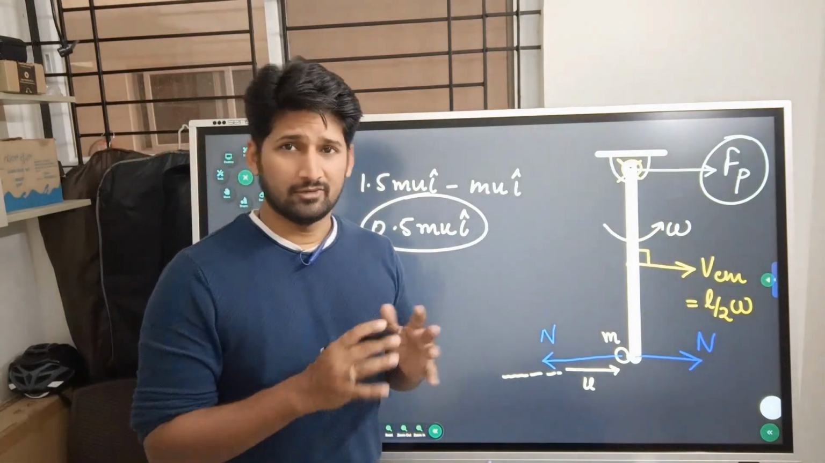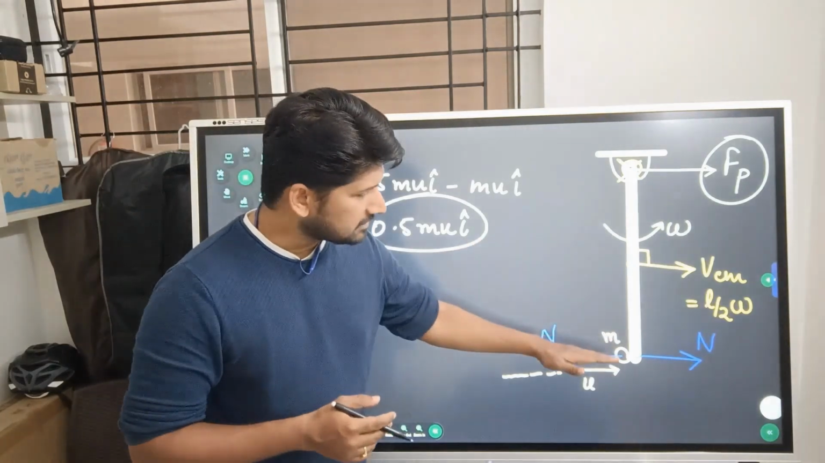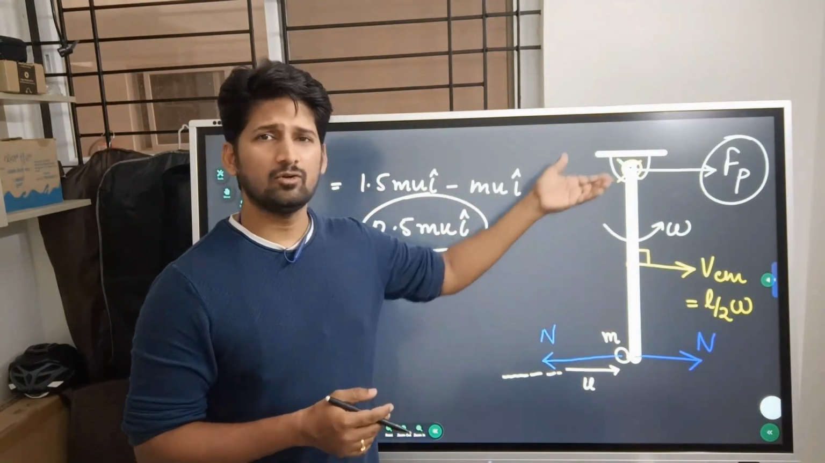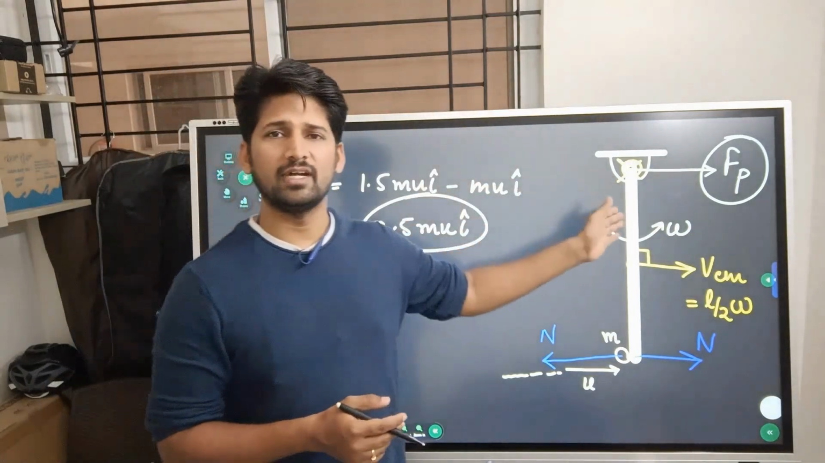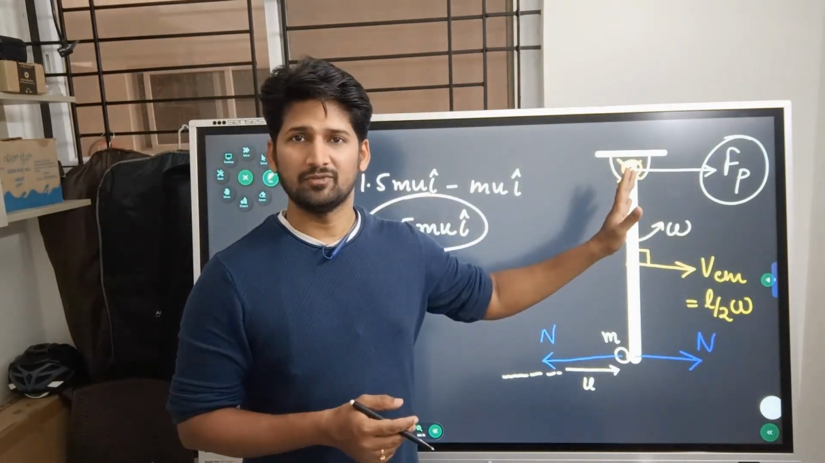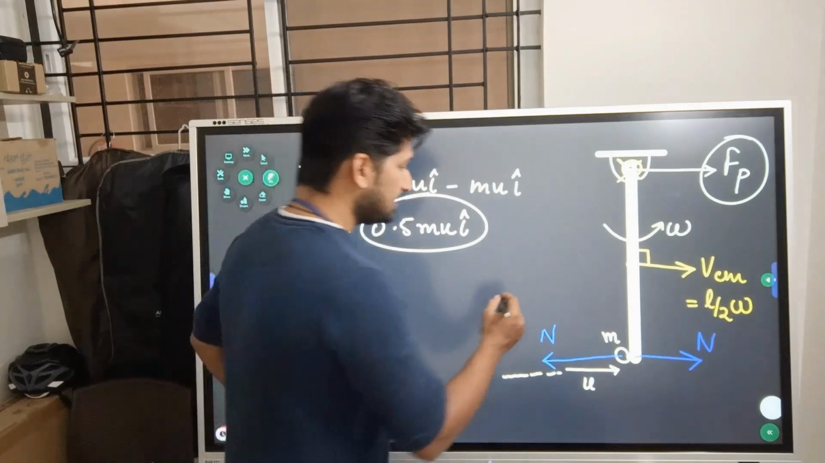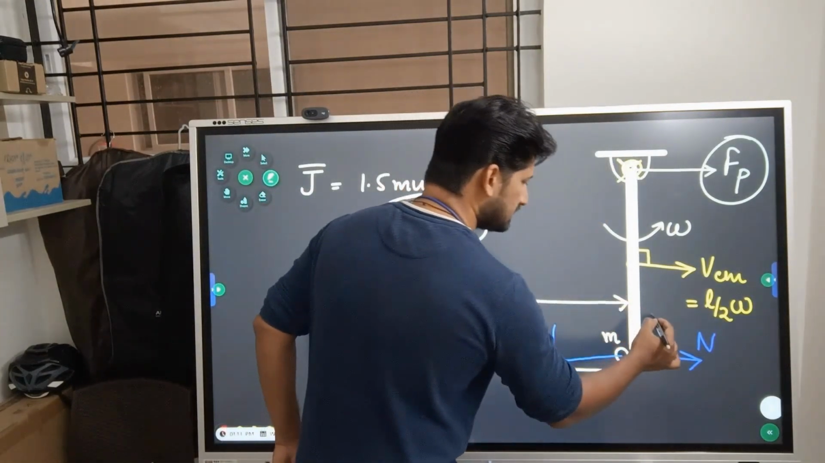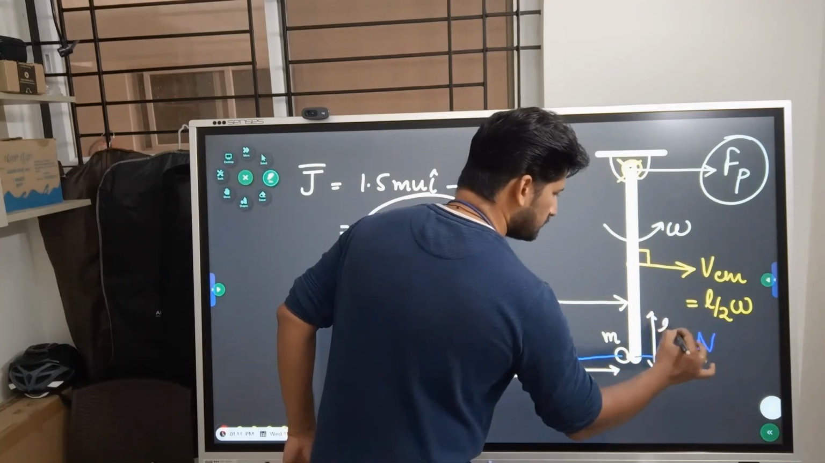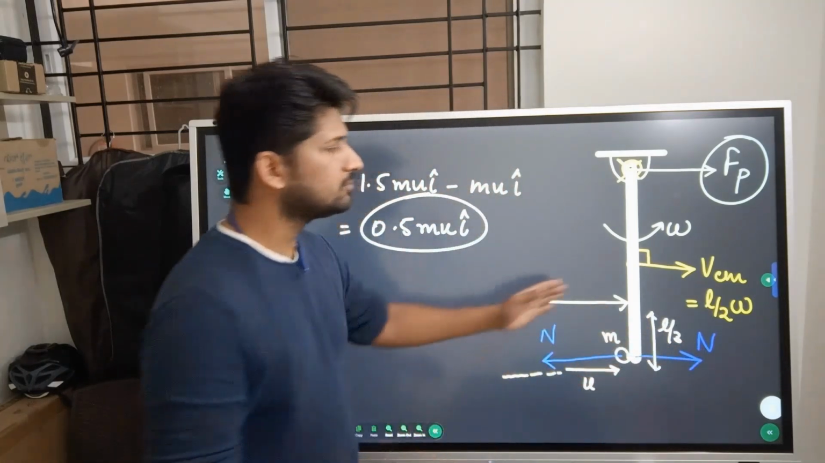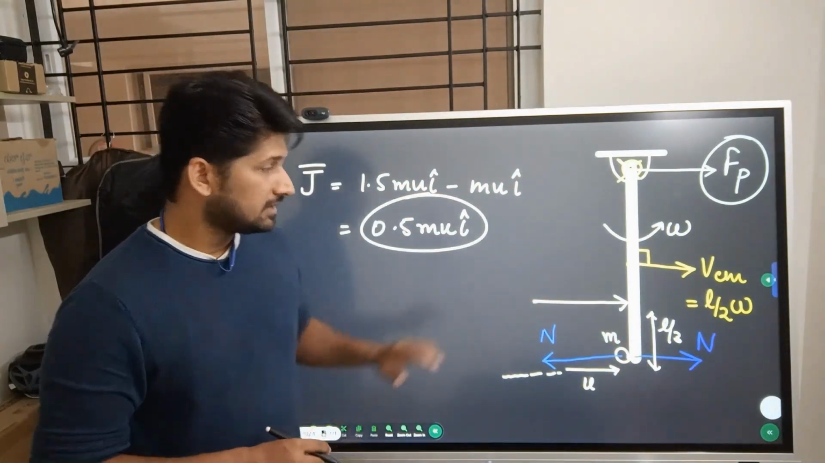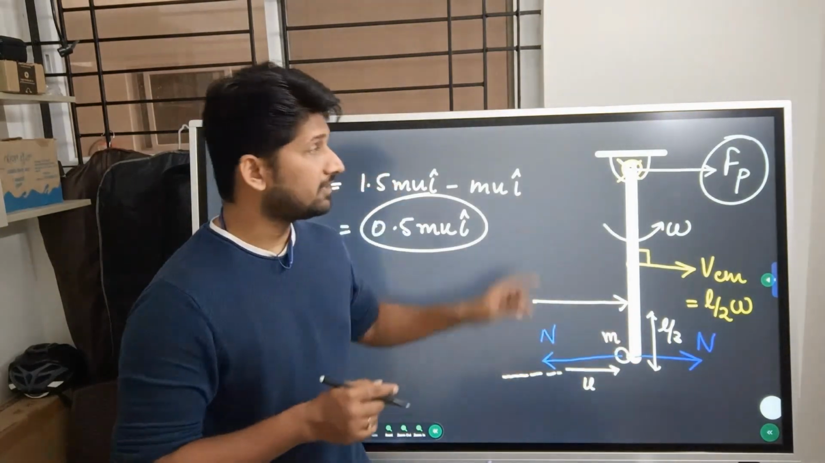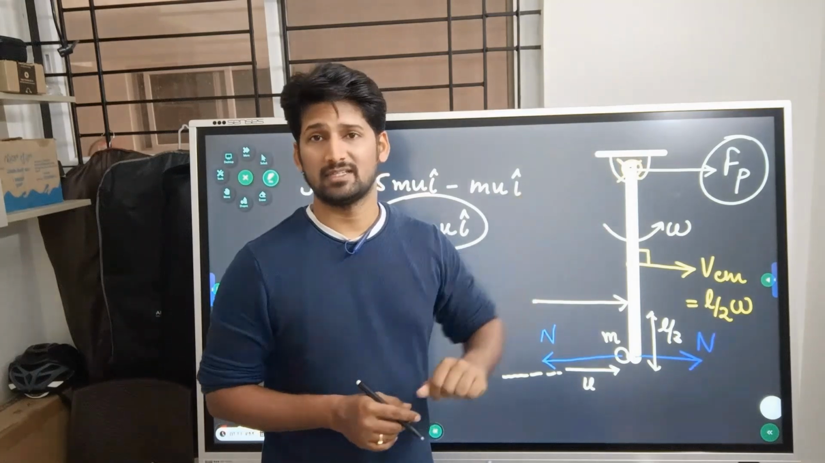If you want to work further on this, you can consider different distances at which the particle strikes the rod and do the same analysis and try to find out the impulse exerted by the pivot. You will find that if the particle strikes the rod at a distance of L by 3 from the free end, the pivot does not exert any impulse at all.